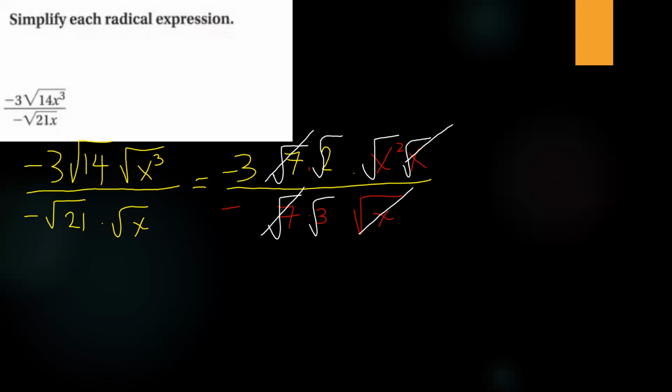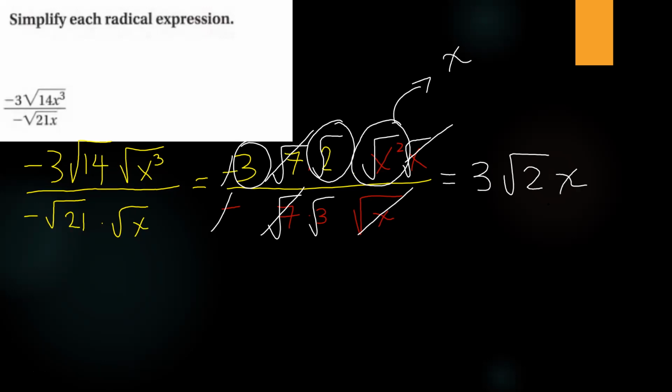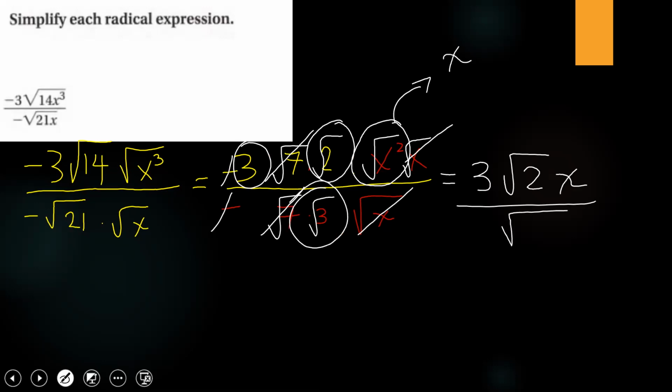So let's continue. Here, what did we have? Negative with negative, they also cancel with each other. So what do I have now? I have 3 and square root of 2 and square root of x squared. What is the square root of x squared? It is x. x over square root of 3.